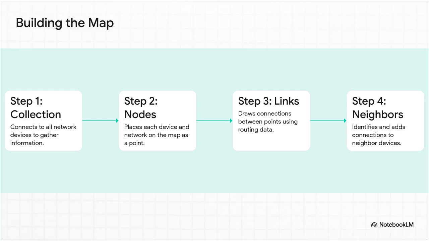Then comes step 2, node creation. It takes all that info and starts placing everything on the map, kind of like putting buildings and intersections on a city grid. After that, step 3, link creation. This is where it draws the roads connecting all those points. And finally, step 4 is neighbor discovery. It figures out and maps all the on-ramps and off-ramps that connect this network to the rest of the internet.